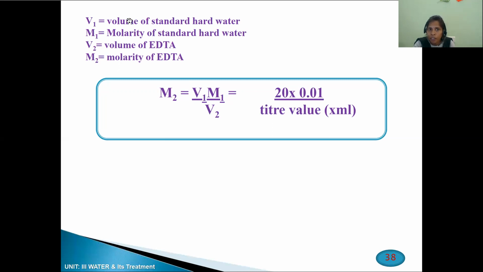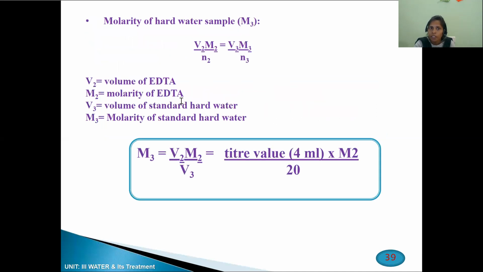But what is V1? What is the volume of standard hard water? 20 ml we have pipetted. M1 is 0.01. V2 is the titer value from the burette. So we will get this value, maybe 10 ml or 20 ml or whatever the volume consumed. By knowing all the values, we can find out M2, which is nothing but the molarity of EDTA. So now we got the molarity of EDTA.